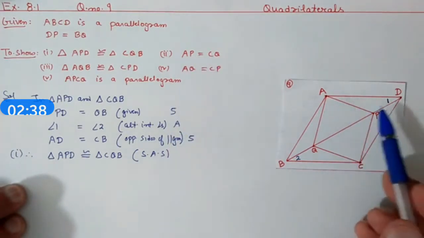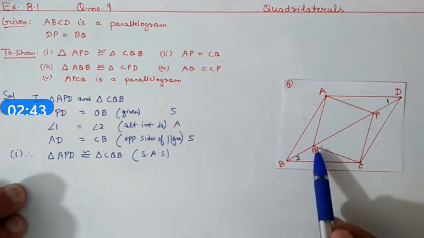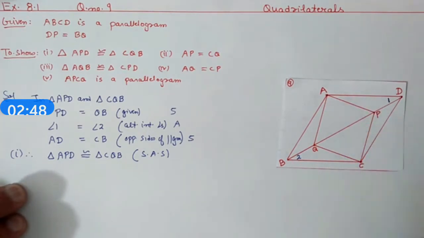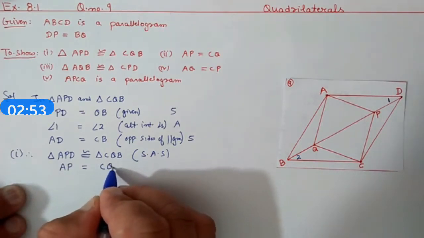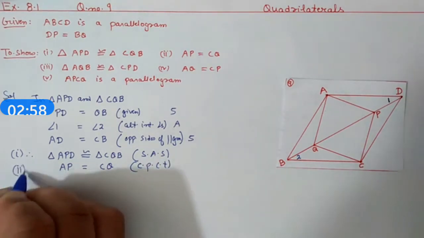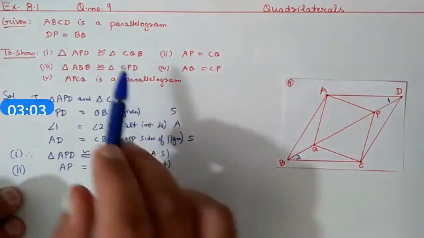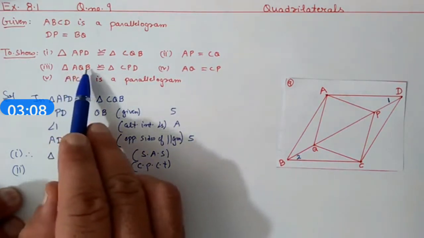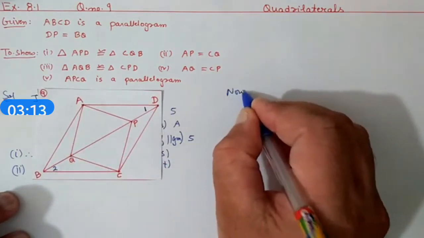Now for the second part, AP equals CQ. You can easily see that the side of triangle APD is AP and the side of triangle CQB is CQ. So AP equals CQ by CPCT, corresponding parts of congruent triangles. Then part third, triangle AQB congruent to triangle CPD. We have to prove these two triangles congruent. So I am moving this figure to that side and I am writing the solution here.